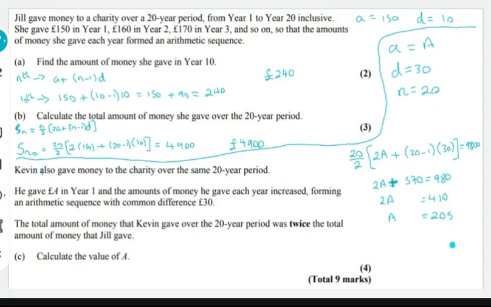Okay. Yeah, I thought my value was a bit too high. So I calculated 2A.